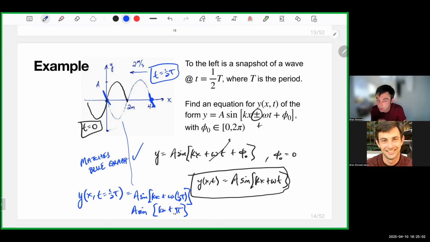So our answer in black, which is describing all positions at all times, looks like it matches the blue picture at lowercase t equals 1/2 capital T. It should look like a minus sign. Notice how sine of kx plus pi, notice how the blue graph is exactly minus the black graph. Like this is the minus function of this. So this is also minus a sine kx, which is exactly what the blue graph is. Okay. Yay.